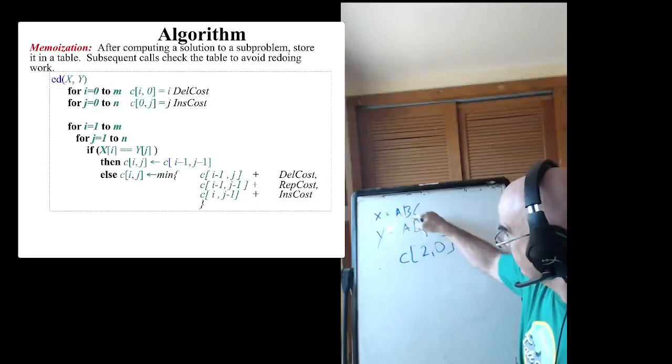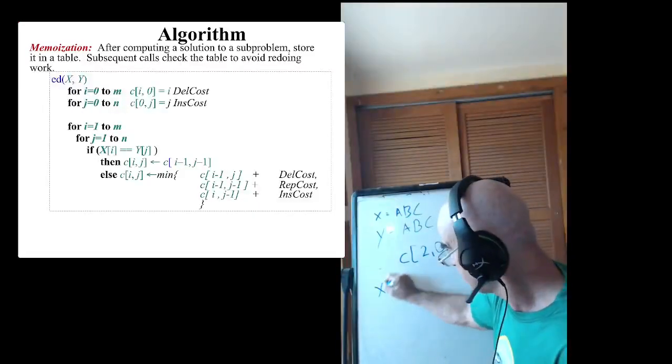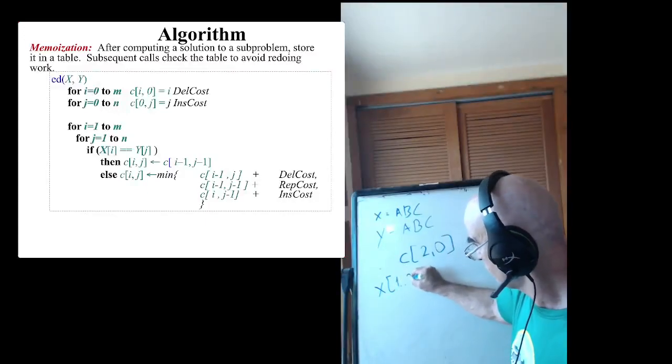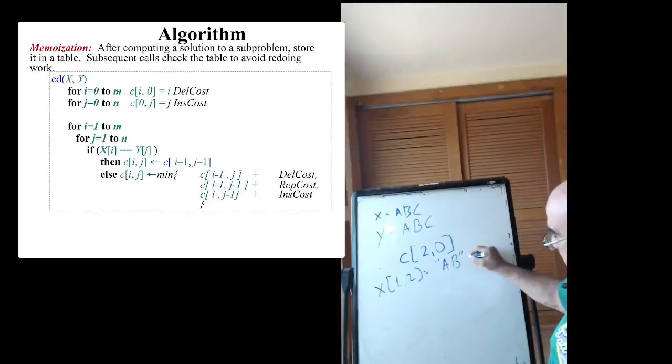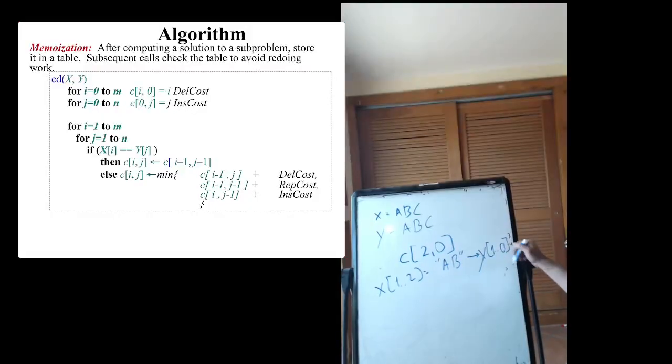Take the prefix of x[1..2], which is AB, and ask what is the cheapest way to make it into y[1..0]. C of 2, 0 is: take the first two characters of x and convert them to a prefix of 0 characters of y. What is y[1..0]? It's an empty sequence.